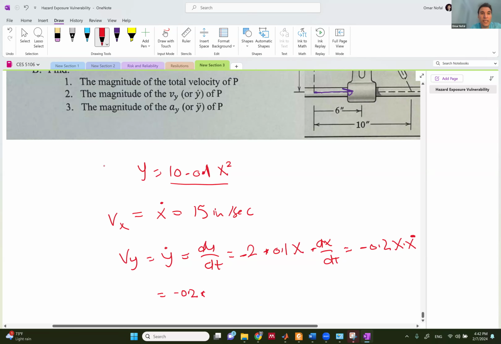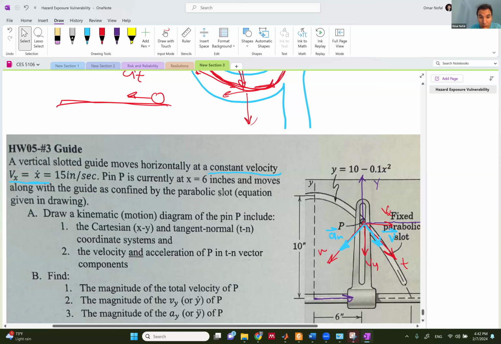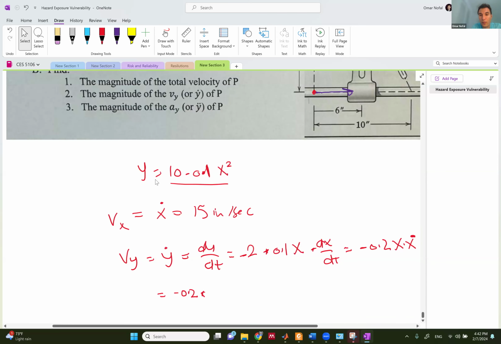Actually, he said that the body is at x equal to 6 inches, so we can substitute x equal 6 inches because this is our origin. And then x dot is given 15 inch per second and it's constant. So if you want to get it, it's going to be 0.2 multiplied by x, which is 6 inches, multiplied by 15, which is x dot, and then you can get it. And I believe this is what is in the model answer.